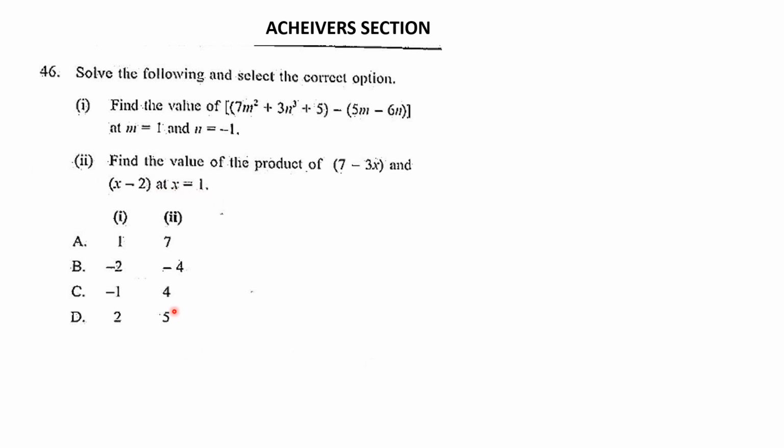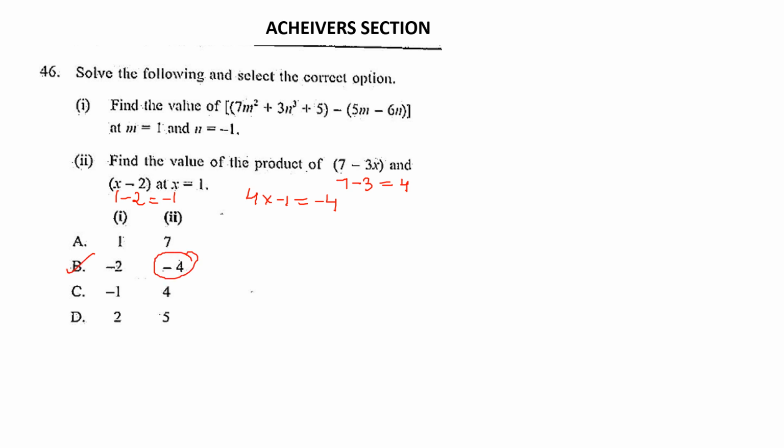So in this question, if you see the first part, it will take a little longer time to solve, right? As you all know, in the IMO exam you have a very limited amount of time. So what you can do is first solve the second part. Put the value of x as 1 here. 7 minus 3 is 4, and when you put the value of x as 1, 1 minus 2 will give you minus 1, and the product of 4 and minus 1 is minus 4. So the second option, minus 4, is here, right? So from here only you can say B is the correct option, right?